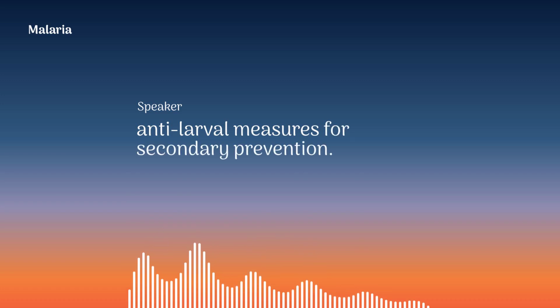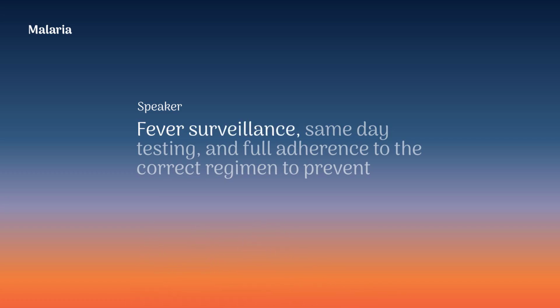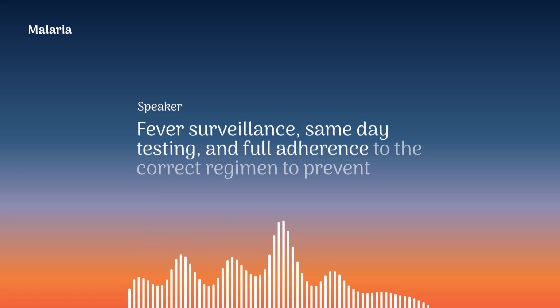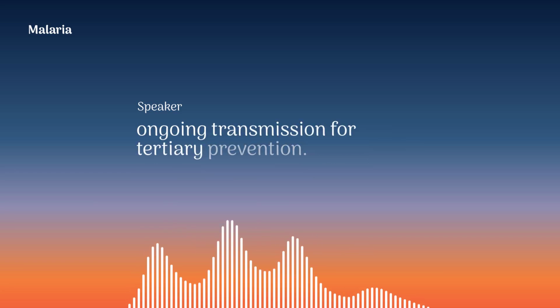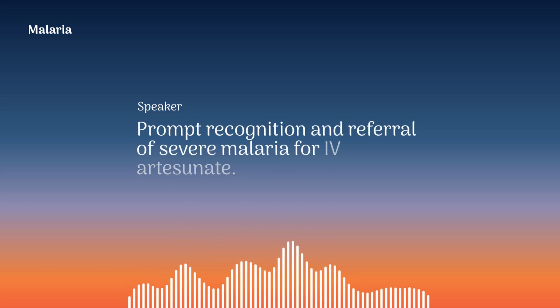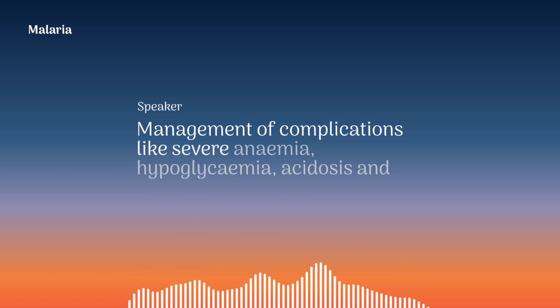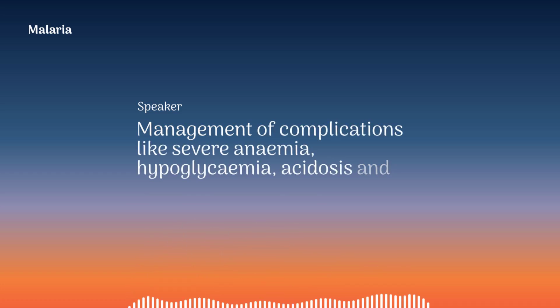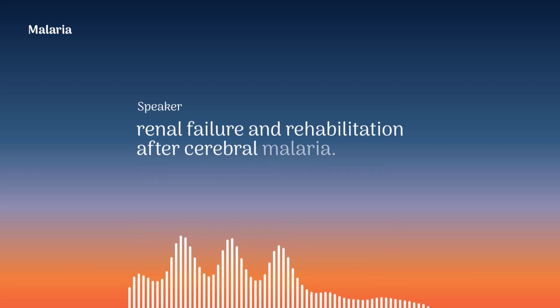For secondary prevention, early detection and complete treatment, fever surveillance, same-day testing, and full adherence to the correct regimen to prevent ongoing transmission. For tertiary prevention, prompt recognition and referral of severe malaria for IV artesunate, management of complications like severe anemia, hypoglycemia, acidosis, and renal failure, and rehabilitation after cerebral malaria.